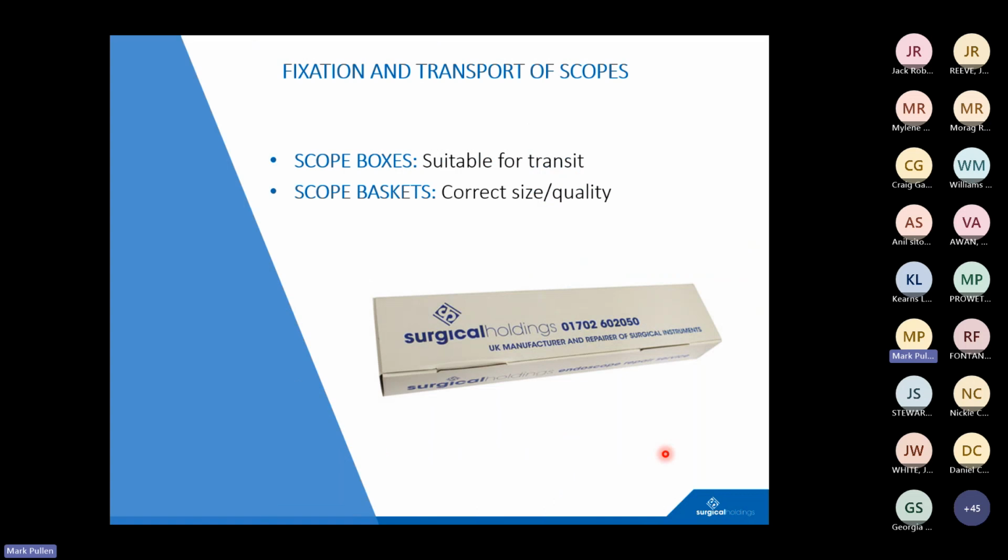So fixation and transport of scopes, this is another important one. Wherever you're sending your scopes for repair, service, anything like that, are they in the correct boxes for transit? Although a scope may already be damaged and you're sending it off for repair, further damage could occur during transit, which in turn increases the repair cost and potentially lead times. So make sure you have the correct boxes, and they are packed up correctly when you send them away. If you're sending them in scope baskets, make sure the baskets are the correct size and of a good quality.